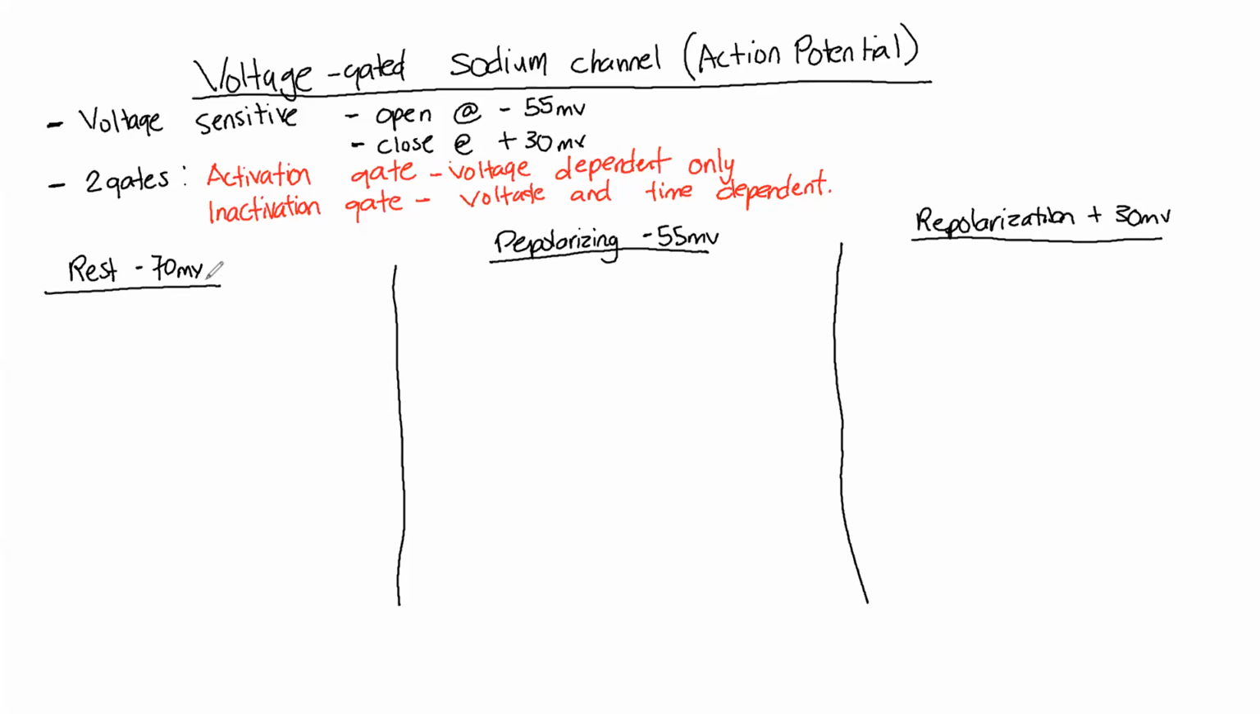So again, because this is a voltage sensitive channel, at -70, it's in its resting state. At -55, it's going to be in its depolarizing state. At +30, it's going to be in its repolarizing state. And so we're going to look at what that looks like here.